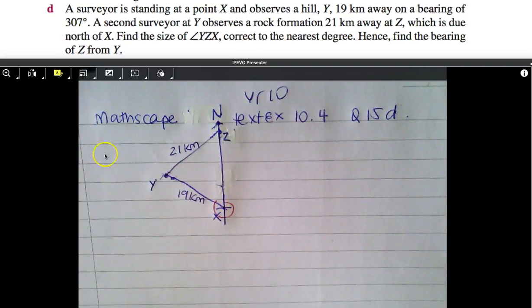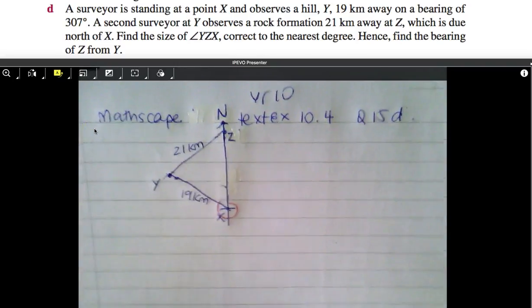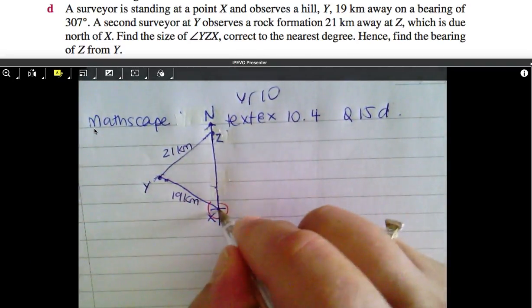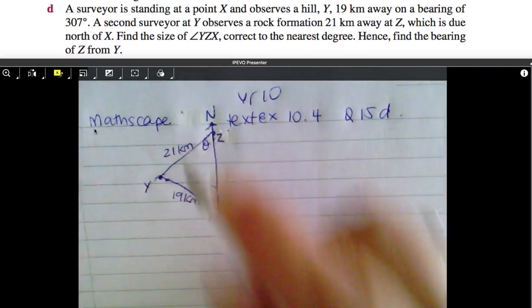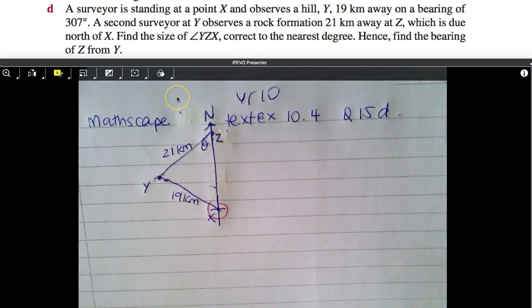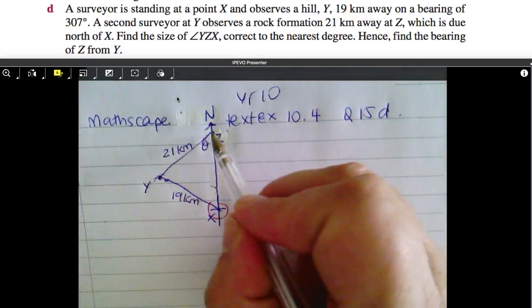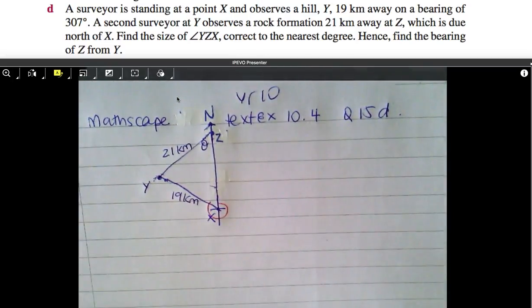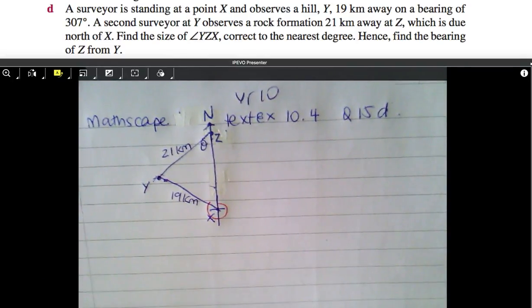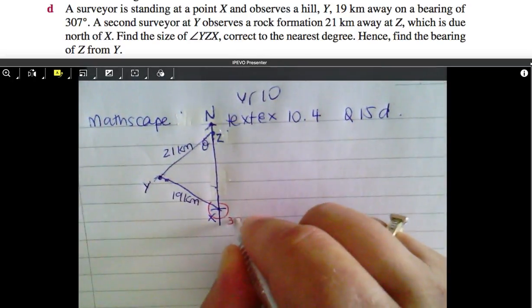All right. It says find the size of angle YZX. In other words, you have to find this angle there, and hence find the bearing of Z from Y. Okay? So we're going to find that angle first. Now let's just see what else we've got. We know that this bearing is 307 degrees.